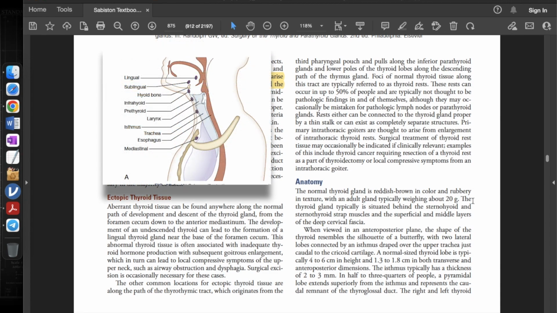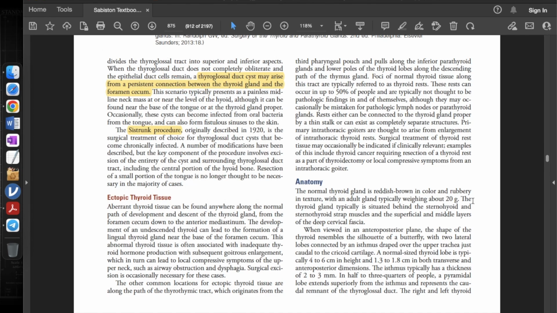The aberrant thyroid tissue can be found anywhere along the normal path of the development and descent of the thyroid gland, from the foramen cecum down to the anterior mediastinum. The development of an undescended thyroid can lead to the formation of a lingual thyroid gland near the base of the foramen cecum. This abnormal thyroid tissue is often associated with inadequate thyroid hormone production with subsequent goitrous enlargement, which in turn can lead to local compressive symptoms of the upper neck, such as airway obstruction and dysphagia. Surgical excision is occasionally necessary for these cases.